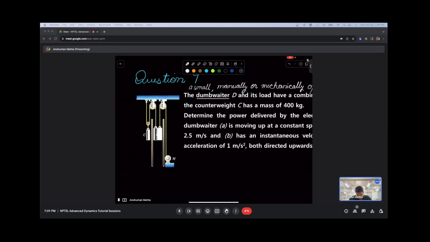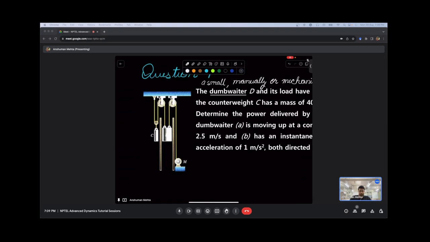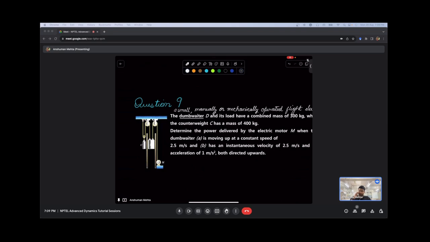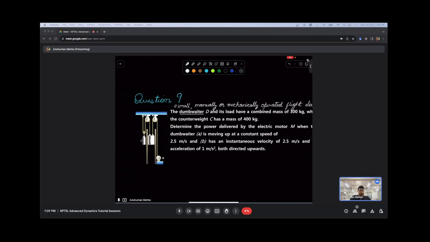So as shown in the diagram, the strategy we can use is that the force exerted by the motor cable has the same direction as the dumbwaiter's velocity. So power delivered by the motor is equal to F times VD, where VD is equal to 2.5 meters per second. In the first case, bodies are in uniform motion, so we can determine the force exerted by the motor cable from the conditions for static equilibrium. But in the second case, where both bodies are accelerating, we can apply Newton's second law to each body to determine the required motor cable force.